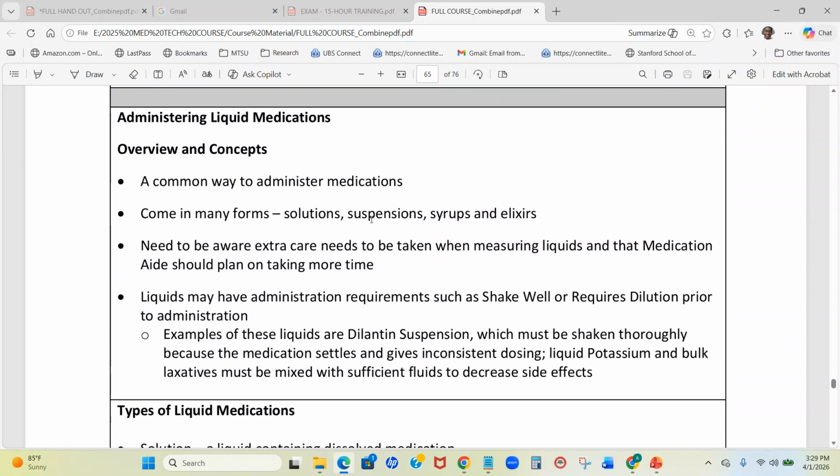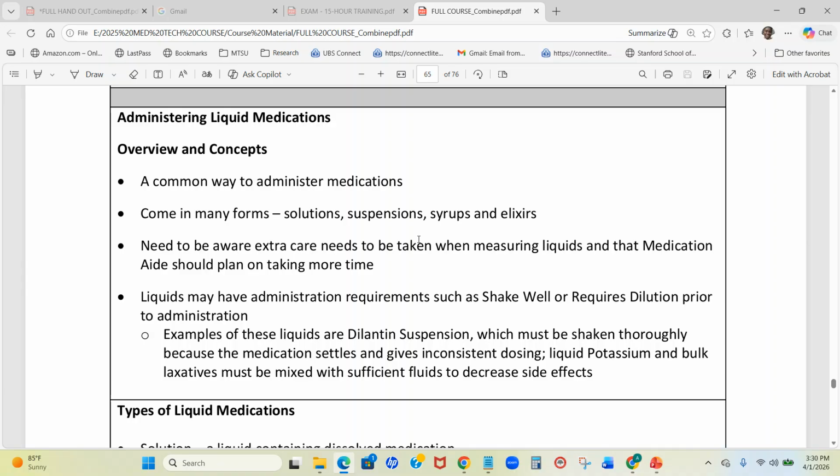All right. Let's look at liquid medications. A common way to administer medication is in the form of solutions, suspensions, syrups, and elixirs. You need to take extra care to make sure that you are measuring exactly what it needs to be measured, using the measuring medication cup that has the 5 ml, 10 ml, 15, 20, 25, 30 markings. You always want to make sure you set it on a flat surface when you are measuring.